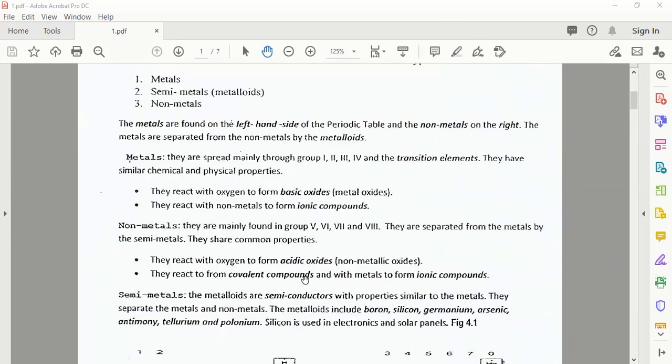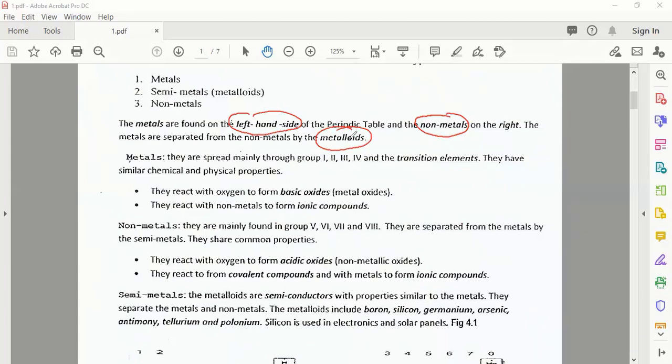Any confusion till here? No confusion. Okay. Now they're saying that metals are found on the left side of the periodic table. They are talking about group 1, group 2, then group 3. So mostly the metals you will find on the left hand side of the periodic table. On the right side, you will find the non-metals. And between the metal and non-metal, you will find the metalloids or semi-metals.